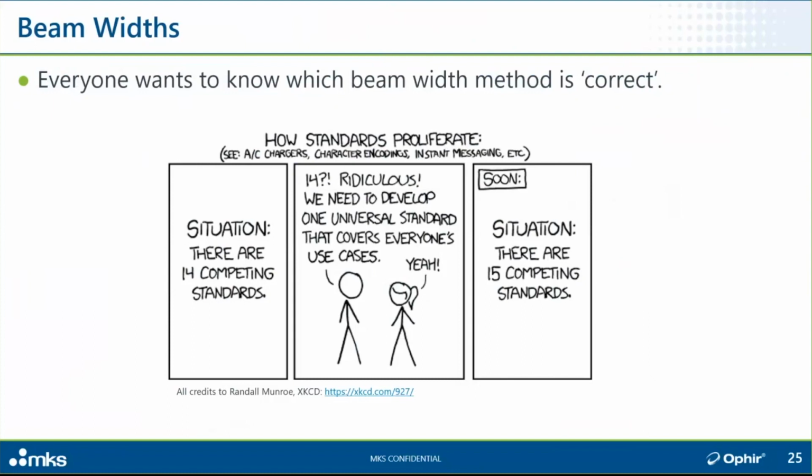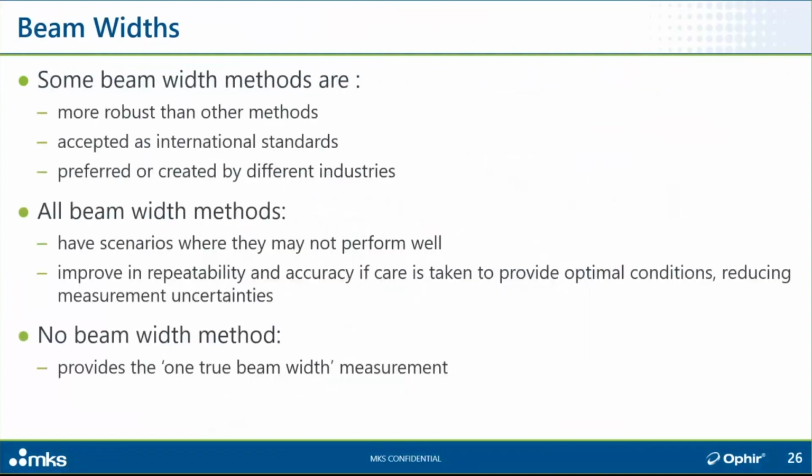There are reasons for each method, and there are benefits and drawbacks to each. Some beam width methods are more robust than others. Some are accepted as international standards, where we've started to come to agreement that this is a good way of performing the calculation. Some are preferred or created by different industries. Maybe there are cases where the accepted standard does not work well, so there's a preference for a different method. All beam width methods have scenarios where they may not perform well.